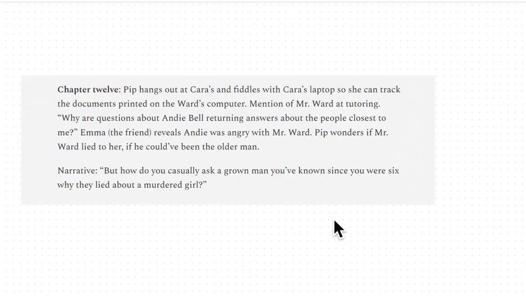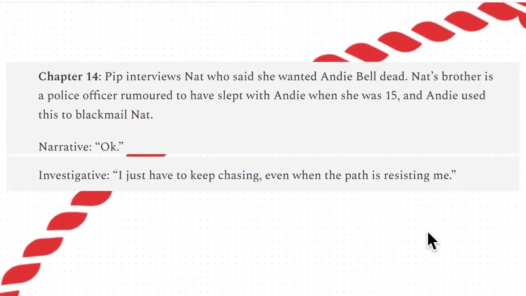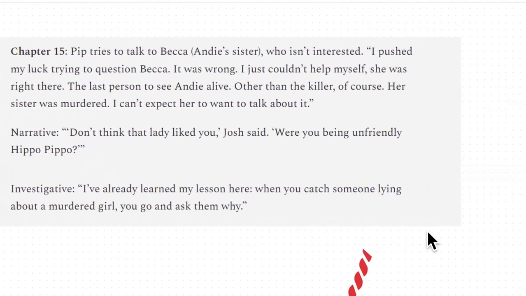I just want to know, if we go back, right here, chapter 12, we have a revelation that Mr. Ward lied, and then a decision to go ask them why, and the new goal, which is to get the truth from Mr. Ward. So we're following a similar revelation, decision, action structure. Let's keep it moving down the line.